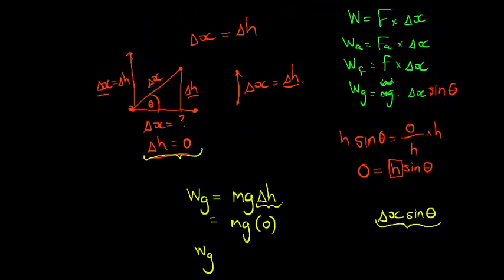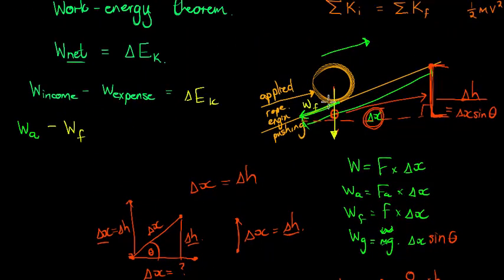So in other words, it's not helping me move this thing up the hill. As a matter of fact, if I let go, it will start rolling downhill. Which means if I wasn't applying a force, it would have the same effect as friction. It will be against the direction of motion. Okay. Does that make sense? So that means work done by gravity can be an income or an expense. It depends on in what direction my object is moving.